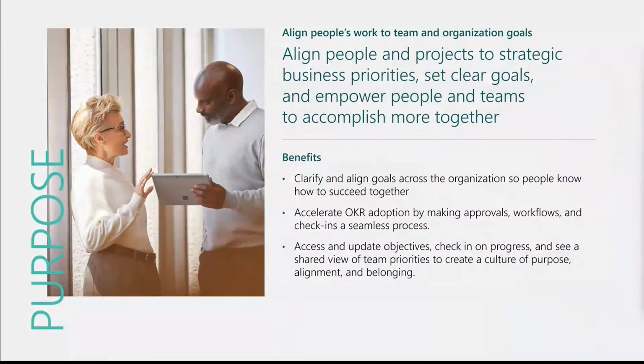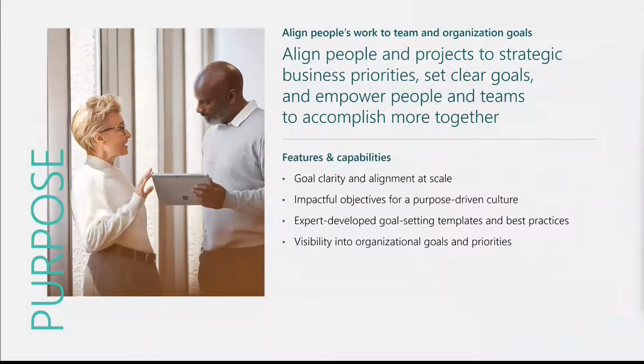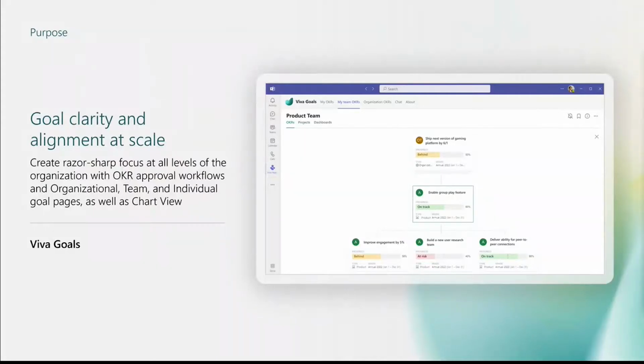In terms of purpose, what are we doing in terms of goals? This is where we're getting into that goals idea of setting clarity for what your aims are for that year, as a person and as an organization, and then we give you some great visibility on what that looks like. So goal clarity and alignment at scale. So what's happening? Are you on track? Is it at risk? Are we going to get to where we want to get?